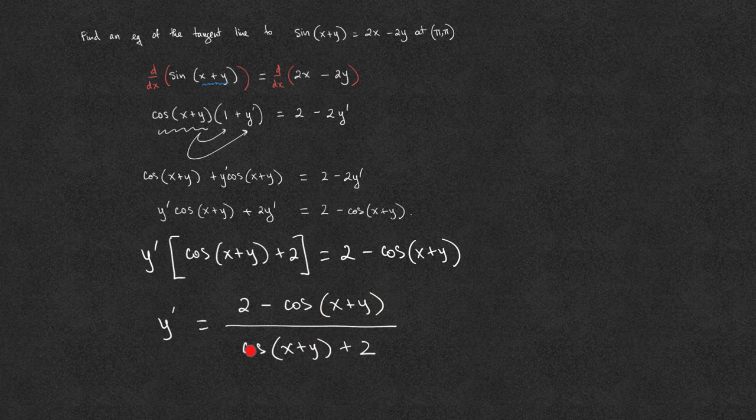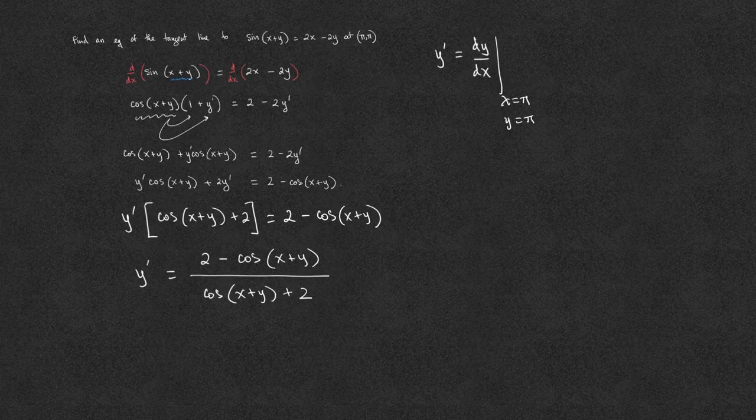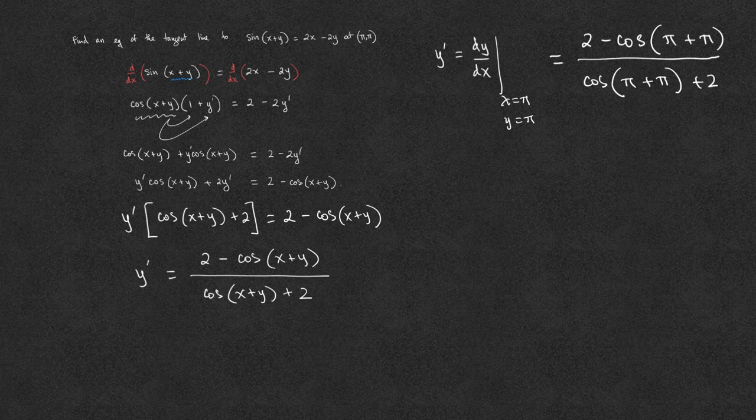But all we need is the slope, and so we evaluate this derivative at x = π and y = π. These are the coordinates of the point given. The derivative is 2 minus cosine of (π + π), over cosine of (π + π), then plus 2.